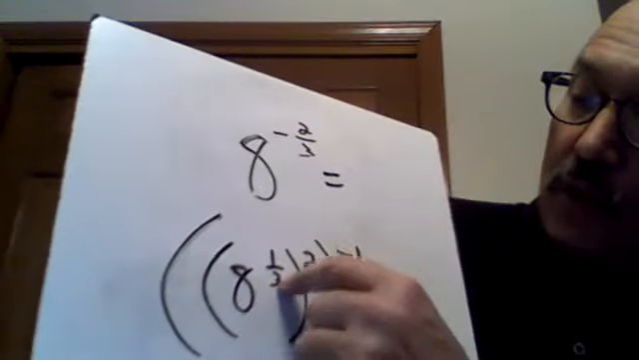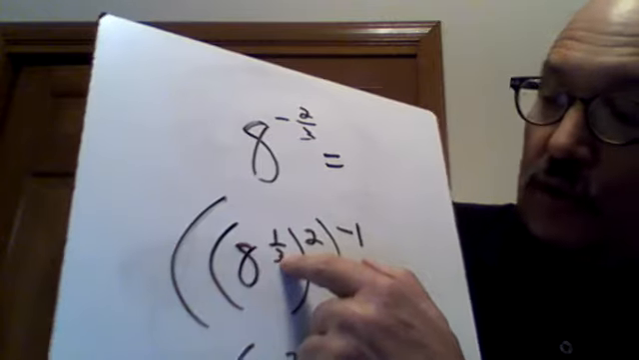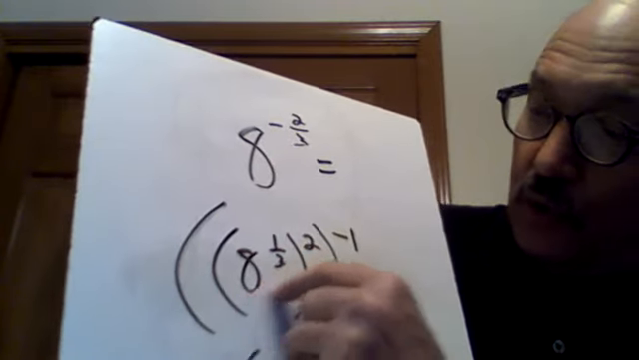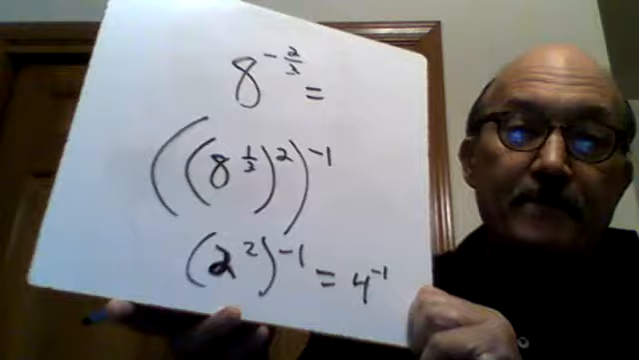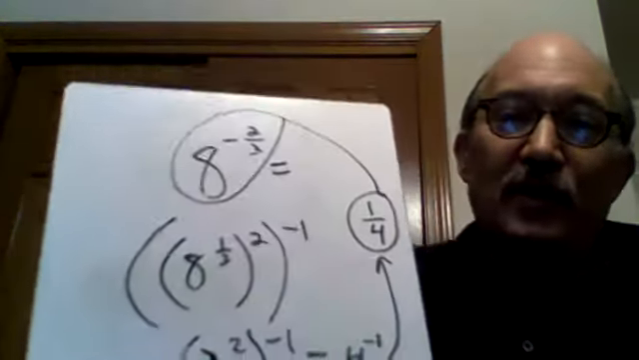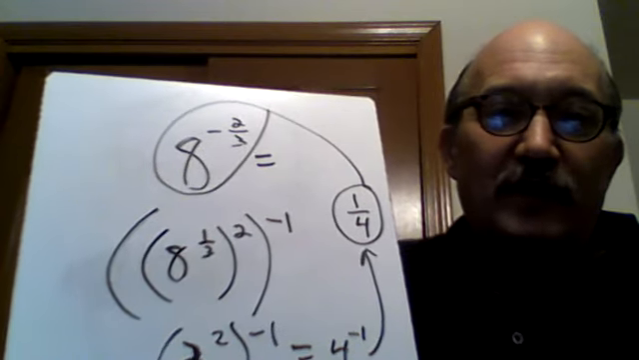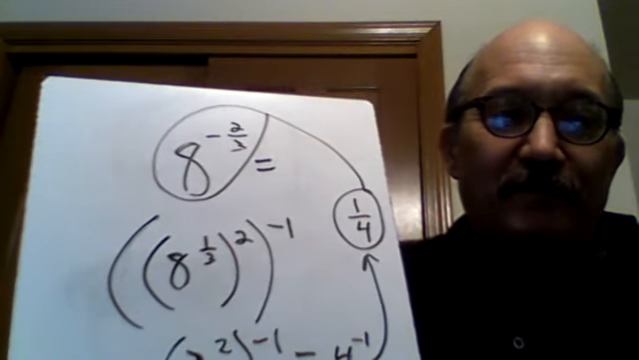The 8 to the 1/3 is the cube root of 8, which is 2. So then we have 2 to the 2 to the negative 1. 2 to the 2 is 4. So it's 4 to the negative 1. And 4 to the negative 1, of course, we've already defined that to be 1/4. So the original 8 to the negative 2/3 works out to be 1/4.